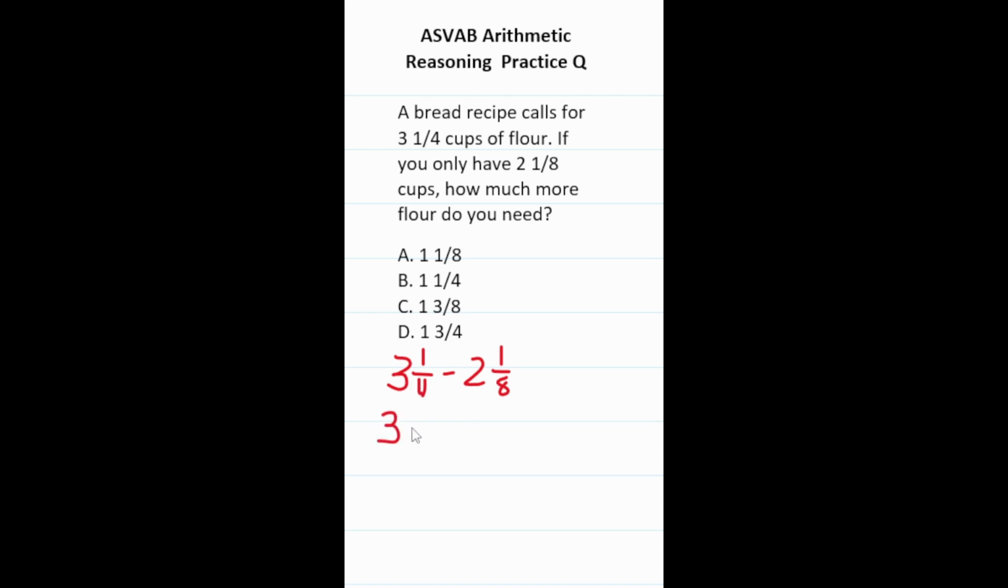Instead, we have to be smart enough to say that we can write 1/4 in terms of eighths pretty easily by multiplying it by 2. Again, 4 times 2 is 8. We'll do that to its numerator as well. In other words, 2/8 is the same thing as 1/4. Now we can perform this subtraction very quickly and easily. 3 minus 2 is 1. 2/8 minus 1/8 is 1/8. So the answer to this one is A. You need 1 1/8 more cups of flour for this recipe.